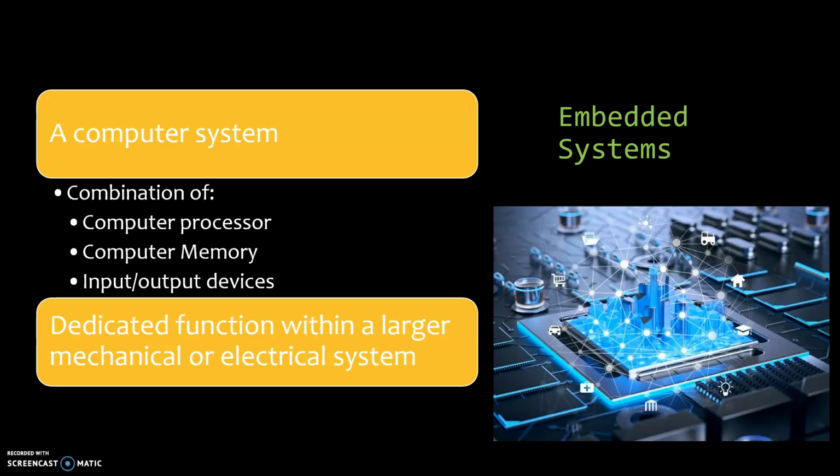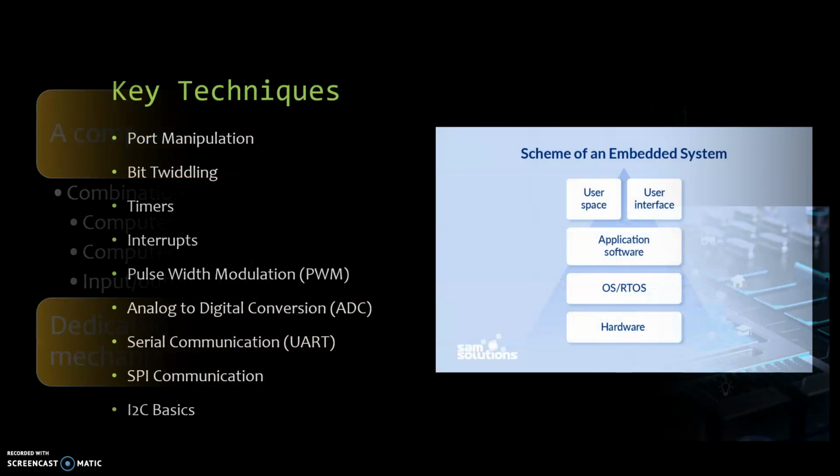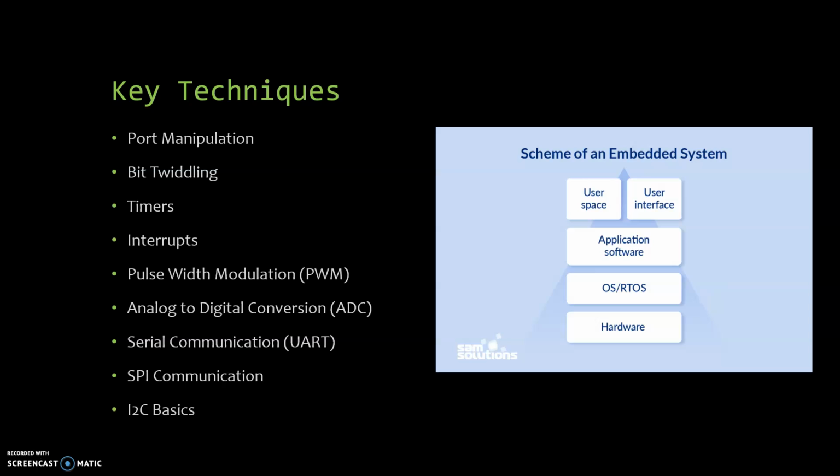You can do many different things. Like in the picture, you can use it to automate your car, your house, your lights, and other things. Some of the key techniques that we learned throughout the class were pulse manipulation, bit twiddling, timers, interrupts, pulse width modulation or PWM, analog to digital conversion or ADC, serial communication, SPI communication, and I2C basics.